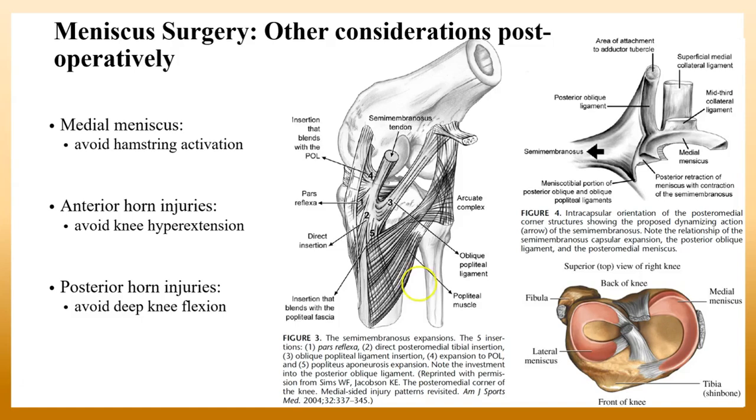So what are other considerations post-operatively? Well, with a medial meniscus repair, you want to avoid hamstrings activation, and the reason is because there are menisco ligaments here that attach to the semimembranosus, so we're getting a lot of hamstring activation, especially in a root repair. We might want to limit hamstring activation. Anterior horn injuries, we want to avoid knee hyperextension due to the kinematics of the knee. Posterior horn injuries, want to avoid deep knee flexion.